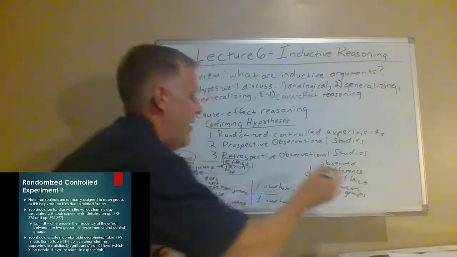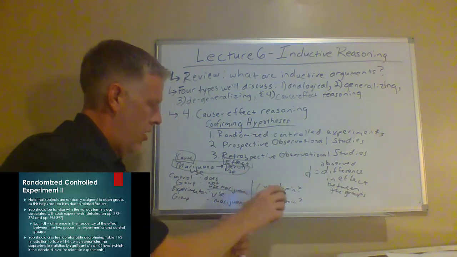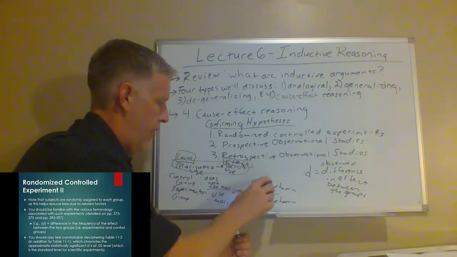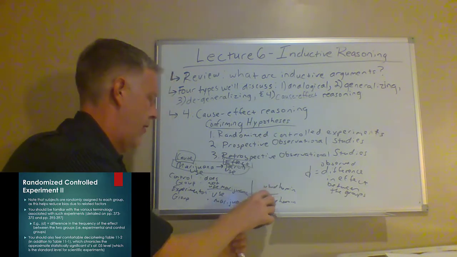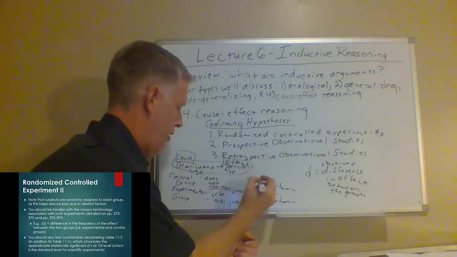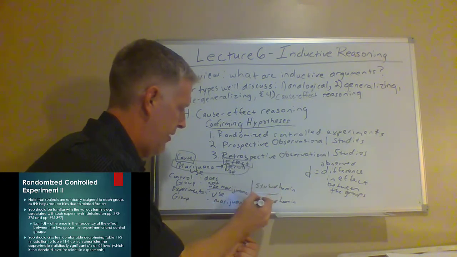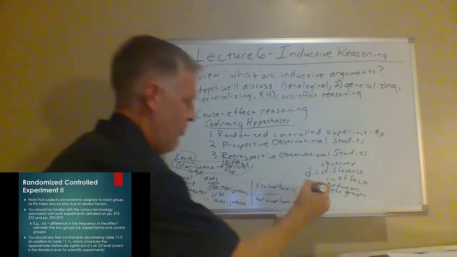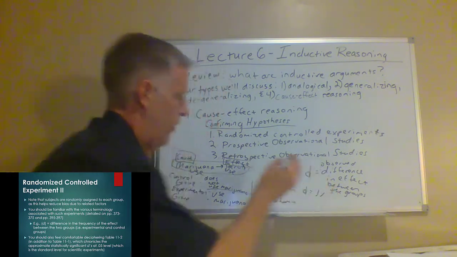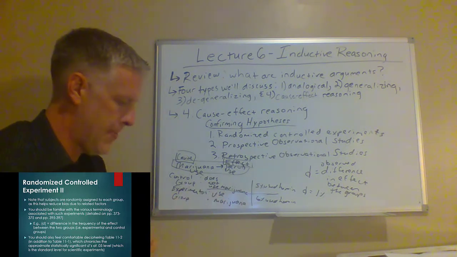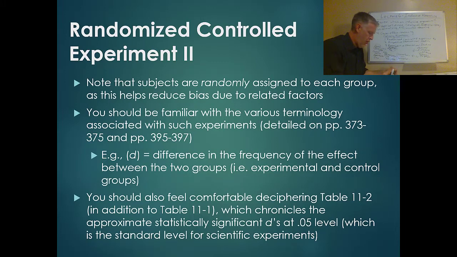So let's say, just for point of illustration, let's give some numbers here. Let's say 5% used heroin and 6% used heroin in this group. So the D would be, in this case, 1%. The observed difference in effect, rather, is 1% between the two groups. And that's what I mentioned in the middle of slide 26. So be comfortable and familiar with both table 11.1 and 11.2.